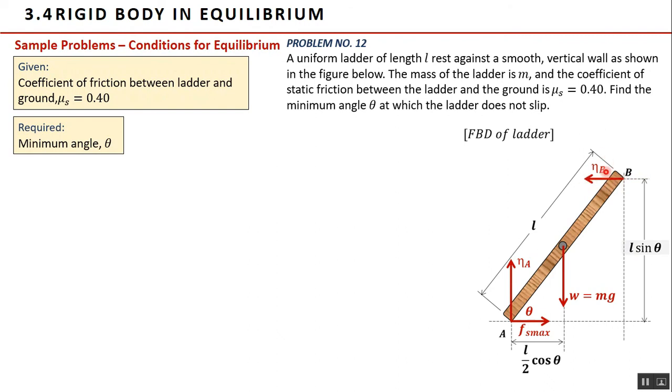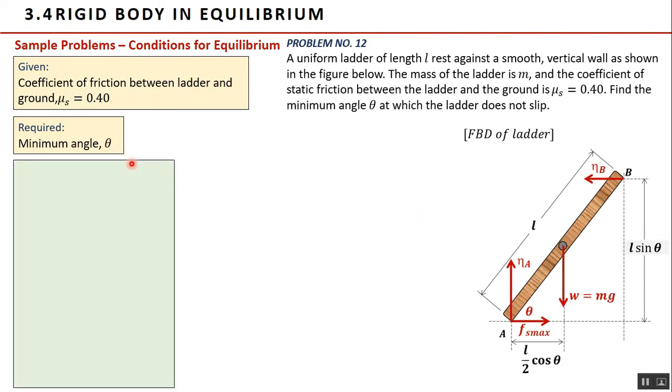Then it is also important to indicate the perpendicular distance of all the forces from point A. This is the shape of a right triangle, with hypotenuse equal to the length of the ladder L. By doing trigonometry, we see that the perpendicular distance of the weight of the ladder is half of the length, L over 2, times cosine of the angle theta. And the perpendicular distance of N sub B from A is L sine theta. Okay, I guess we are ready to solve.